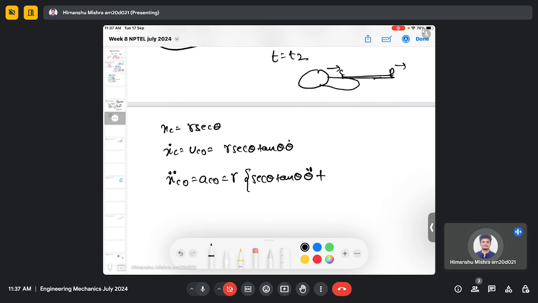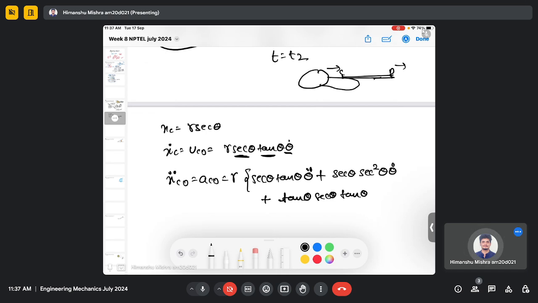plus, then we need to differentiate the other term, so we will have sec theta, and the differentiation of tan theta will be sec square theta theta dot. Now we have to differentiate sec theta, so it will be tan theta sec theta, and here we have tan theta theta dot.